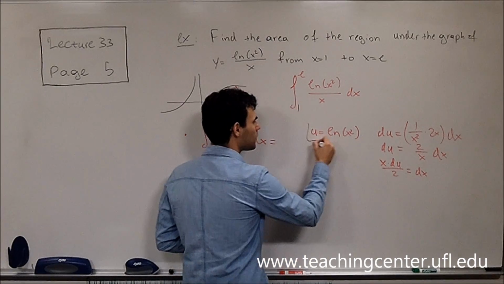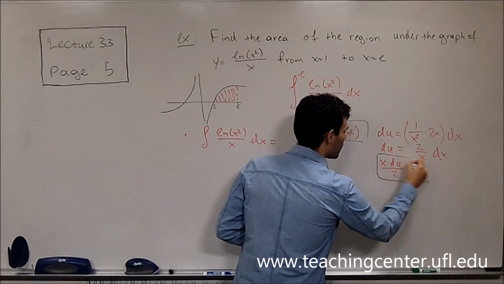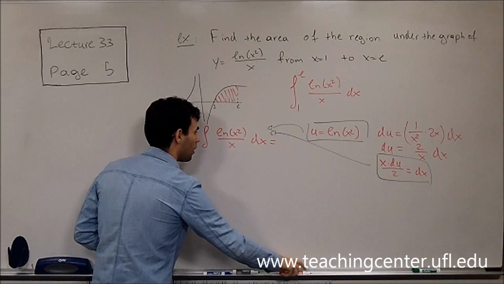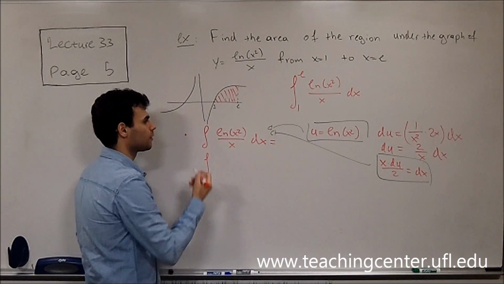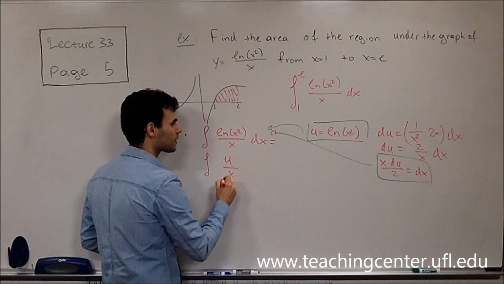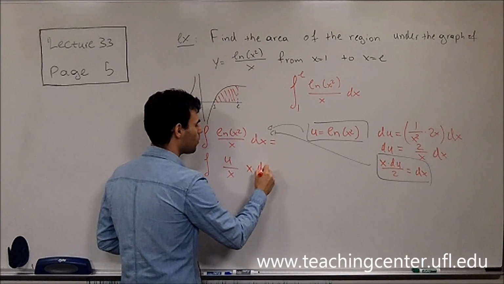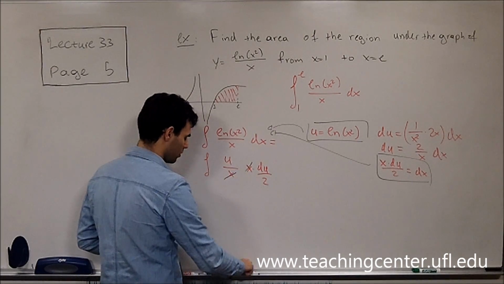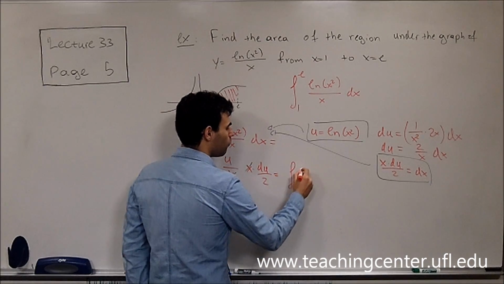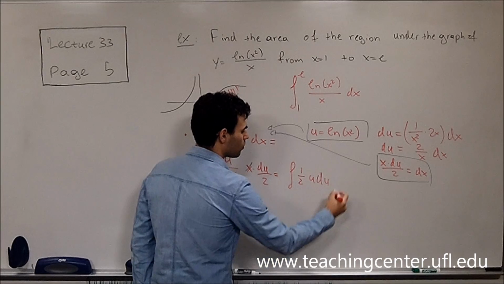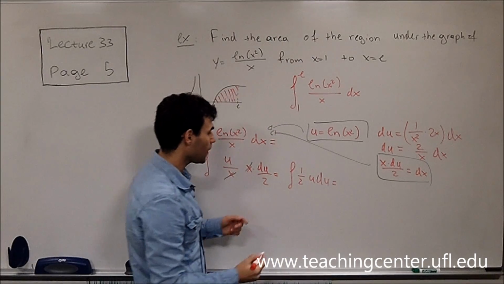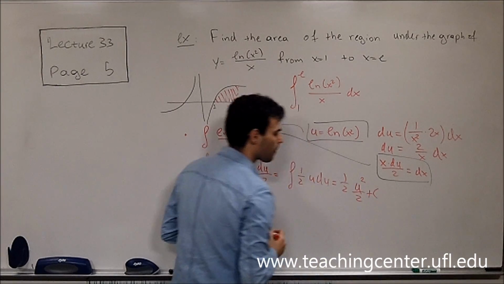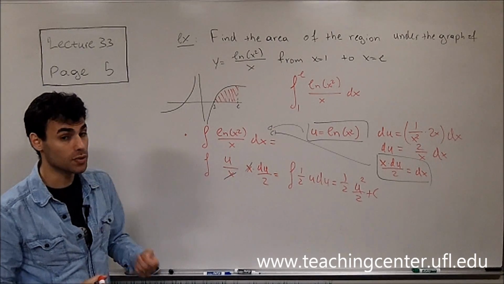So we have to replace this u and this dx in my indefinite integral. What you get is the integral of u, there's an x, and the dx changes into x times du over 2. And since we did the math right, the x's cancel out. So you get the integral of 1/2 u du. Let's go ahead and solve this. This gives you 1 over 2 times u squared over 2 plus c, because the antiderivative of u is just u squared over 2.